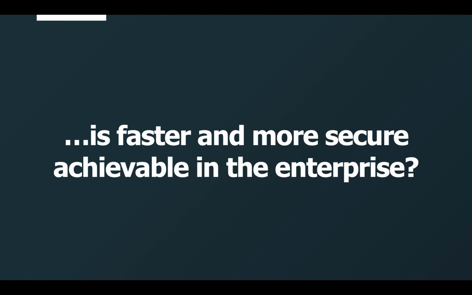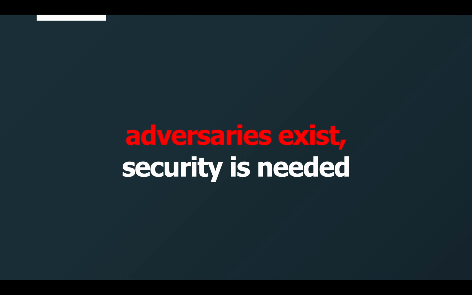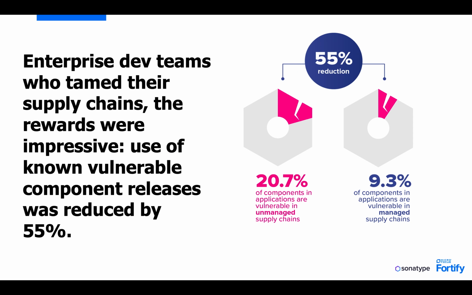So is faster and more secure achievable in the enterprise? Because we all know speed to market is how we win in the market. We need to be first with the best solution. So how do we achieve this? Well, we know security is needed. We know we're building our applications. We know we are instantiating open source components. We know the code is freely available for eyeballs to look at. And we know that known vulnerabilities are published daily, thousands of them, for the components in the community that we are utilizing.